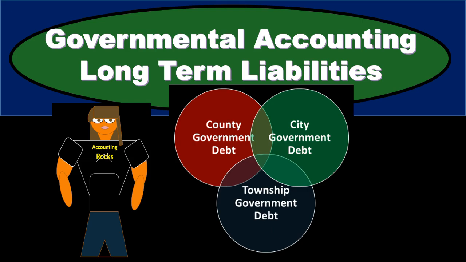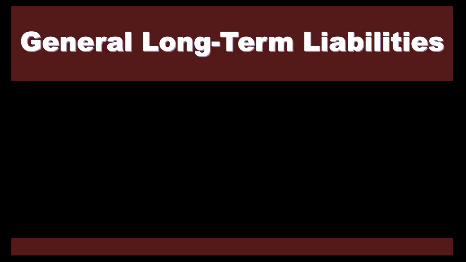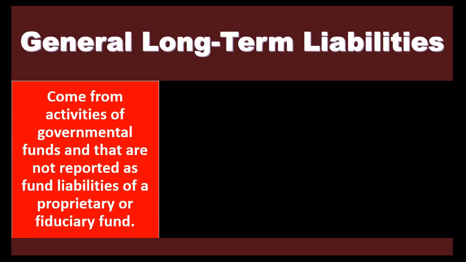In this presentation, we will take a look at long-term liabilities related to governmental accounting. General long-term liabilities come from activities of governmental funds that are not reported as fund liabilities of a proprietary or fiduciary fund. In other words, when we're thinking about general long-term liabilities, we're thinking about those activities that result from the governmental type funds, and they're not going to be liabilities of the proprietary fund.